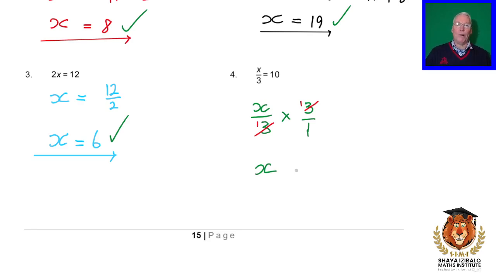Those are undo operations. But, and this is the big but, we cannot just multiply one side by 3. We've got to multiply both sides by 3 to keep the scale balanced. Don't forget the picture of the scale in your mind the whole time. Have a picture of a scale in your mind.